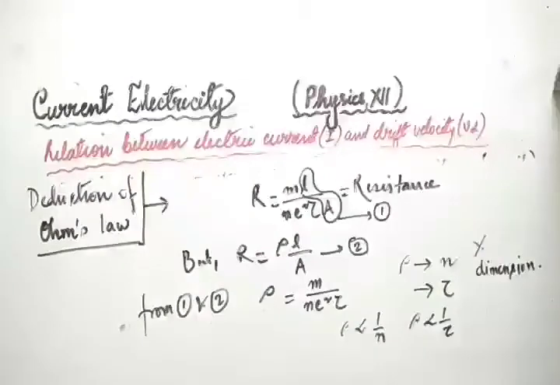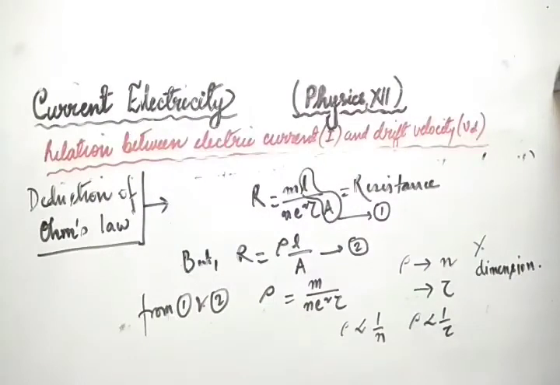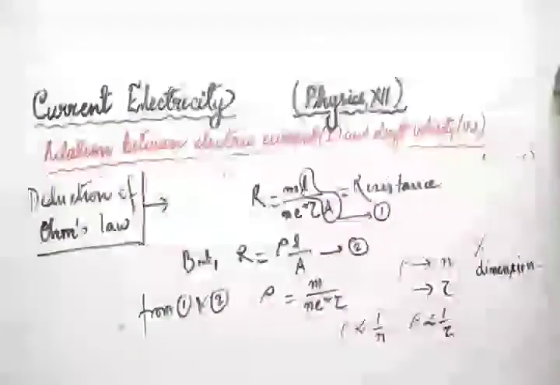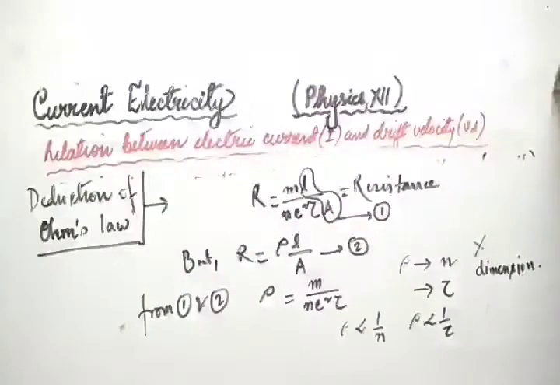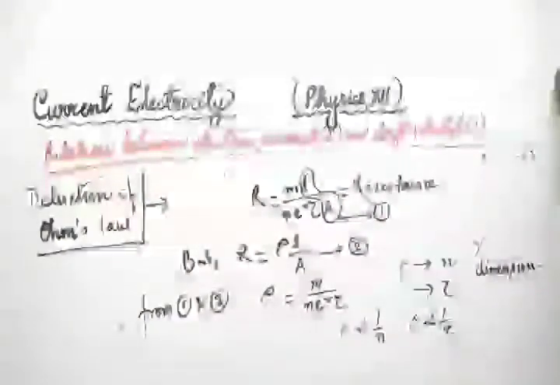Okay, so that's all about drift velocity, current and Ohm's law from these two expressions. And I hope you all have understood till now, and if you have any problem you can comment.